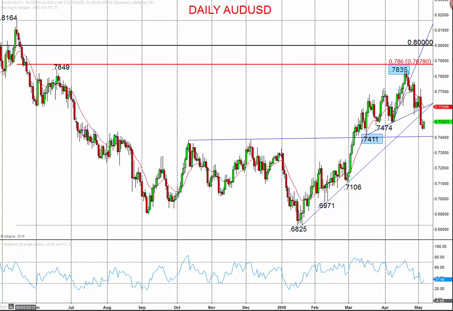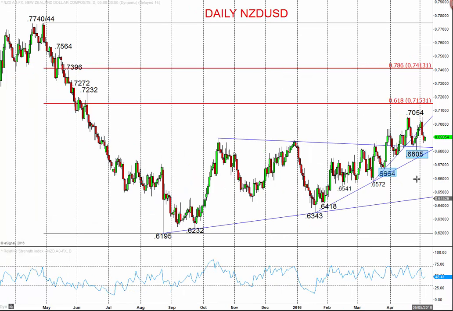If we take a look at the New Zealand dollar, US dollar now, slightly less negative. So this intermediate term bull theme not as strong as for the Australian dollar, but the setback now, we matched the previous peak from mid to late April at 70.54. We matched that earlier this week, setting back from there, driven lower. The market now threatening 68.05.